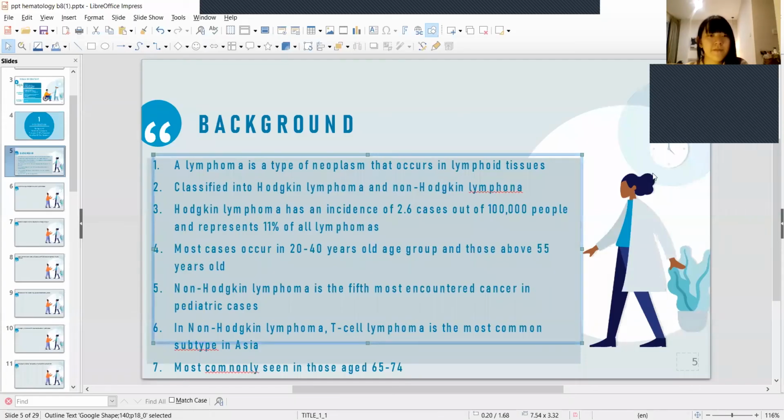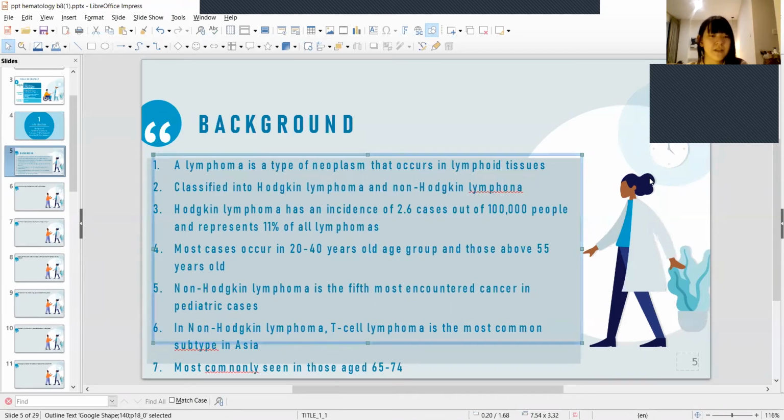So we'll start with a bit of background information. A lymphoma is a type of neoplasm that occurs in lymphoid tissues, which is mainly classified into Hodgkin lymphoma and non-Hodgkin lymphoma. Hodgkin lymphoma has an incidence of 2.6 cases out of 100,000 people, roughly, and represents 11% of all lymphoma cases. Most of these cases occur in the 20 to 40 years old age group, and those above 55 years old.